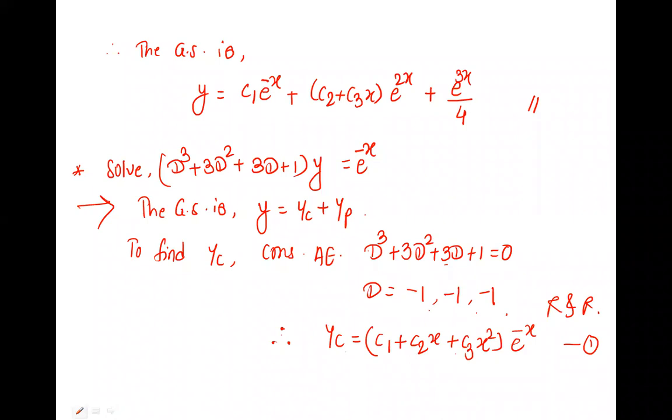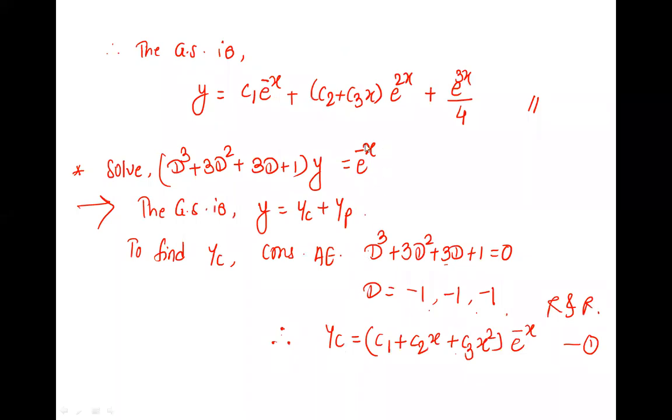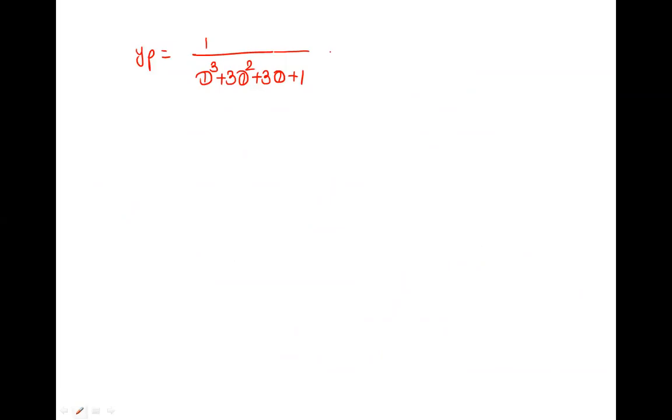Good. So we now go to YP. Write down YP. YP is 1 upon D cube plus 3D square plus 3D plus 1, into e raised to -x. The function on the right-hand side is e raised to -x. This is what I have written in the denominator, and this multiplies this term. So it is into e raised to -x.